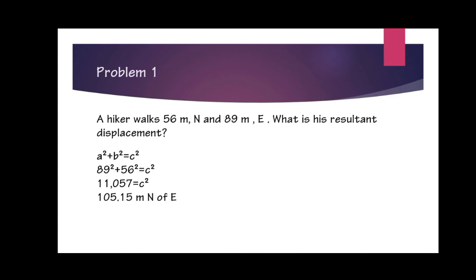So this is the value of the c squared. And to get the value of the c, you need to square root the 11,057. So what's the square root of 11,057? And this is 105.15 m north of east. And that is our answer. And we will proceed to the next problem.